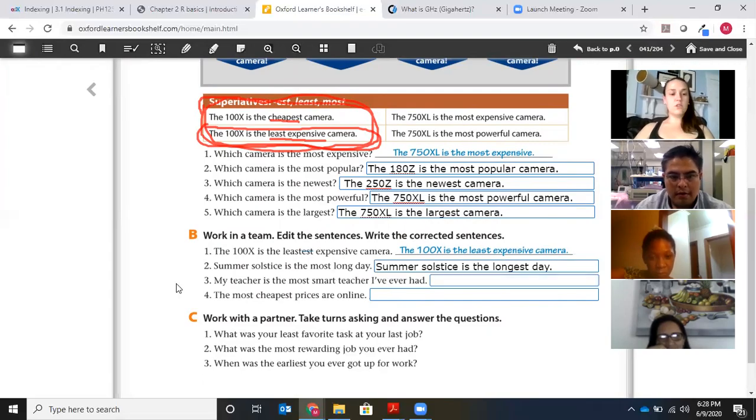All right, Rosalie, would you do number three? My teacher is the most smart teacher I've ever had.